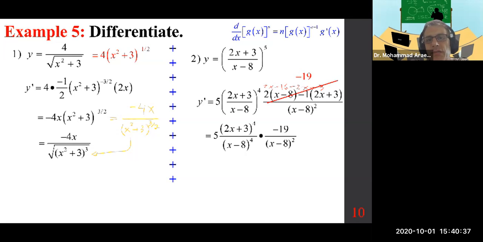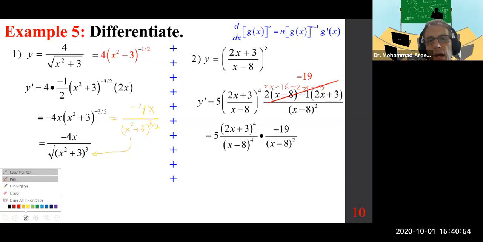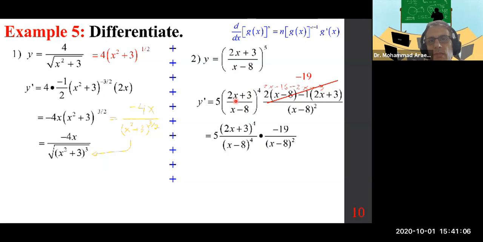So we are repeating the first part, and the second part remains the same, except the numerator changes to negative 19. And let's see what happens now. Five is in the numerator. Negative 19 is in the numerator. 2x plus 3 to the power of 4 is in the numerator. Notice, on purpose, I cut this into two pieces, one at top, one at the bottom. Each one has the exponent 4, so you see the next step that is coming up.